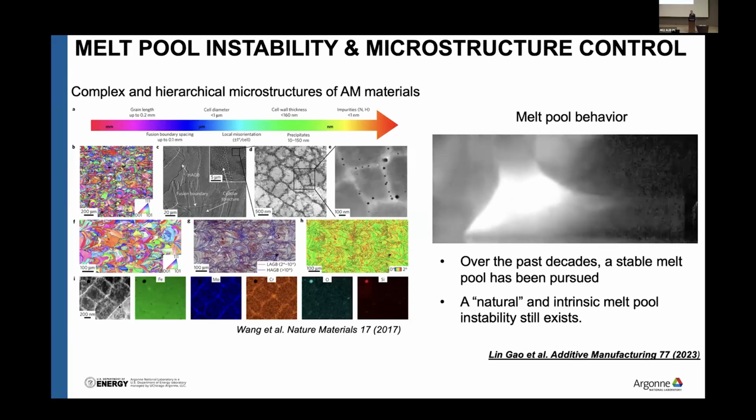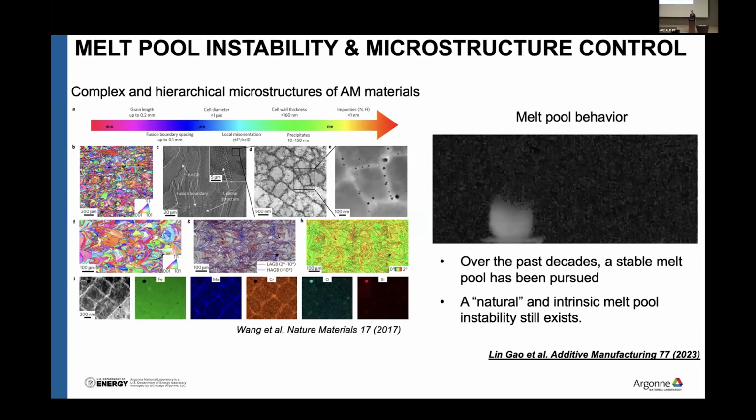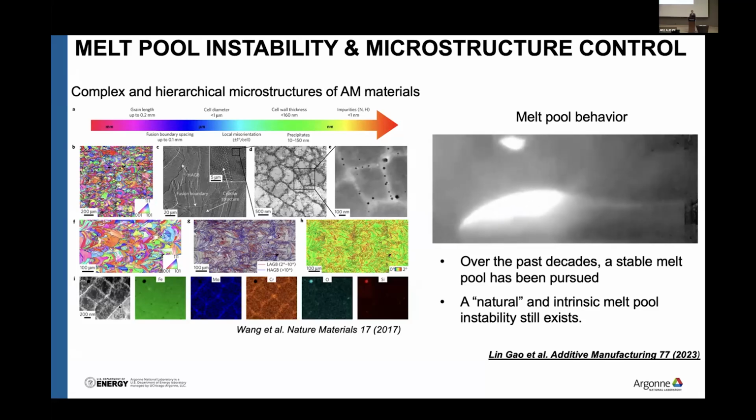So over the past decades, the additive manufacturing community has been pursuing a very stable molten pool, because people believe a stable molten pool can help to mitigate defect generation in the printing process. This is true. But here the video shows wire-based directed energy deposition of 316L stainless steel. You can see that although it is under the optimized printing condition, we can still see a natural and intrinsic molten pool instability during the printing process.